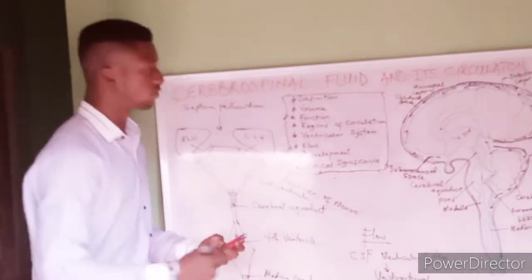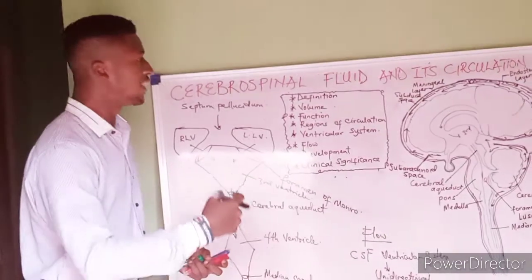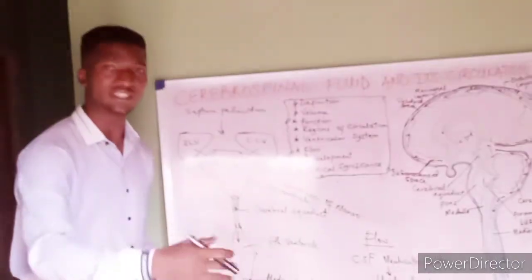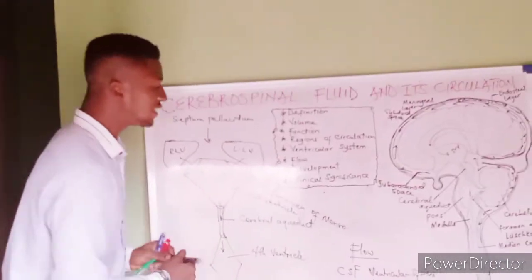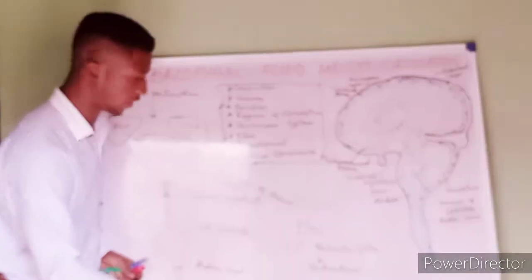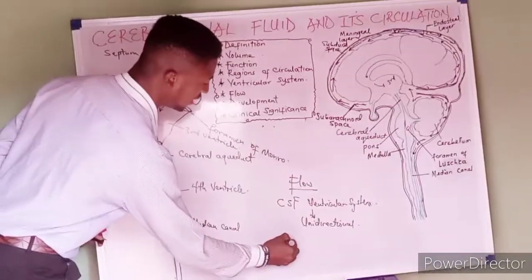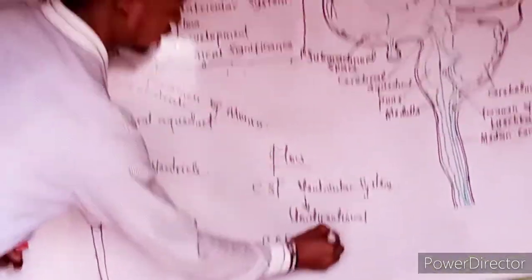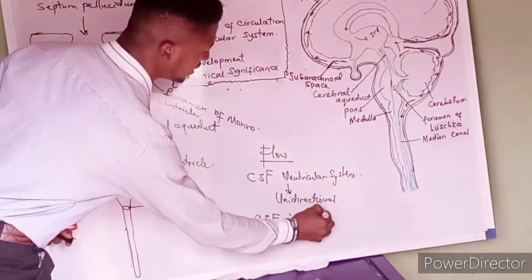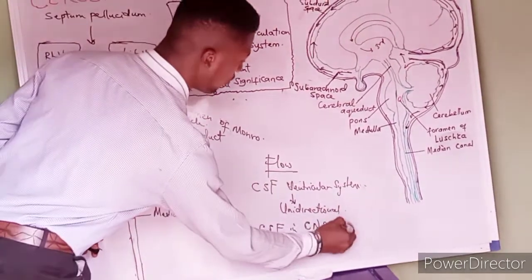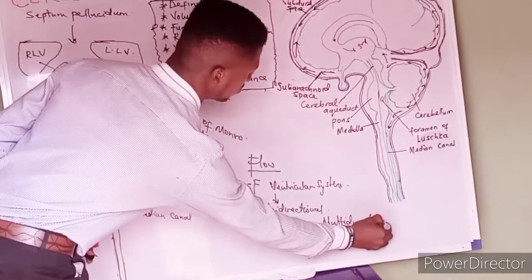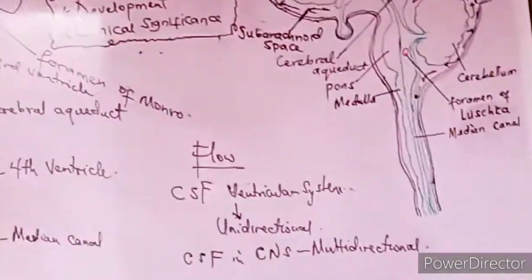the circulation of cerebrospinal fluid away from the fourth ventricle into the central nervous system, that is the brain and spinal cord, is multi-directional. So when we are talking about the cerebrospinal fluid in the central nervous system, it is said to be what? Multi-directional. How do we have it to be multi-directional?